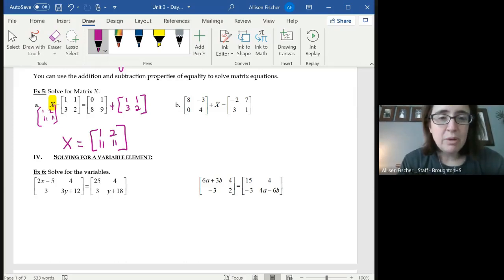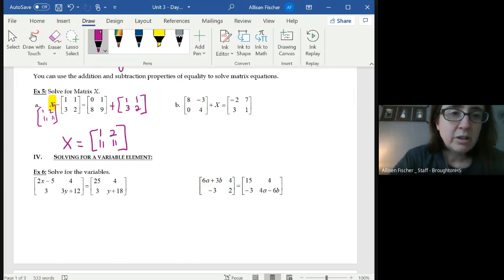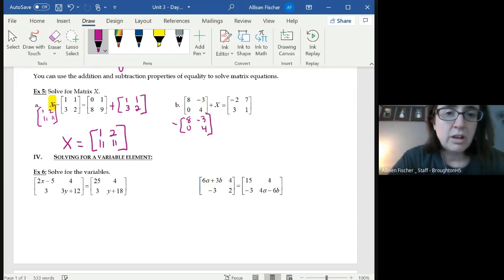All right, in part B, you would figure out what X equals by taking this matrix and subtracting it from the other side. Okay, so we are going to subtract 8, 0, negative 3, 4 from both sides.